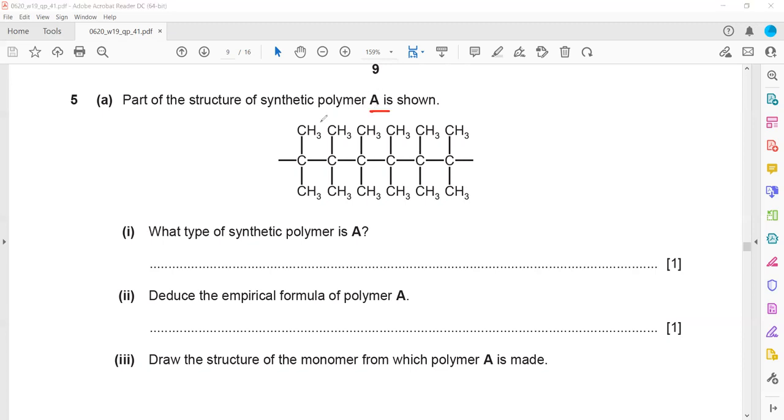Synthetic polymer means man-made polymer, because polymers can be synthetic or natural. Synthetic polymers include nylon, terylene, and polyester.